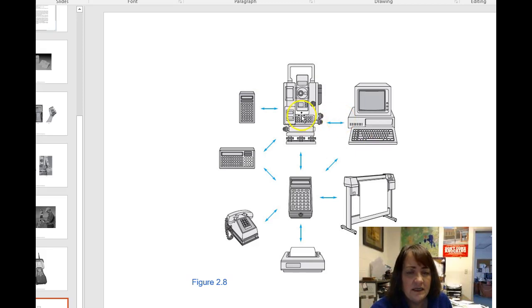You can connect the total station directly to a computer, to a calculator, everything to a telephone. If you're interested in doing that, you can actually plot out directly from your data collector or from your total station or from your computer. So it all depends on what type of networking capabilities you have. But the one thing that we always have in common is handwritten notes.